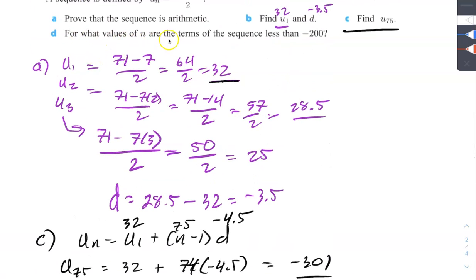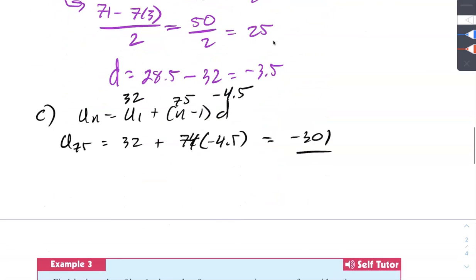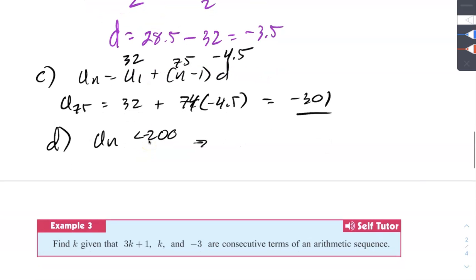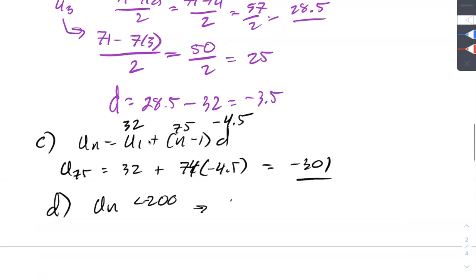For what values of n are the terms of the sequence less than negative 200? So they're saying, what values of n? They want to know when is un less than negative 200? Well, we need our formula. I should have found it earlier, I should have done it up here. I'm running out of space. Un is u1 plus n minus 1 times d. This is 32, and this is negative 4.5.